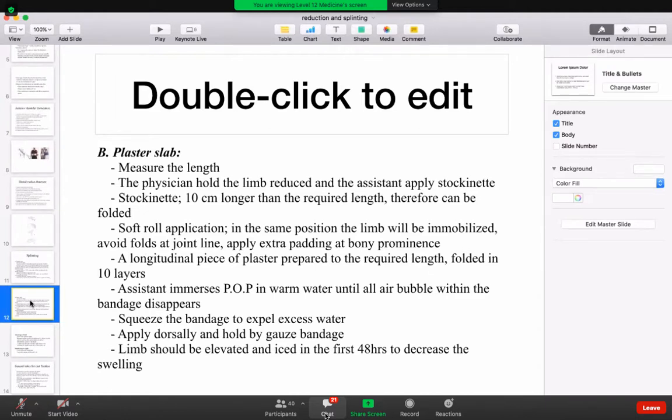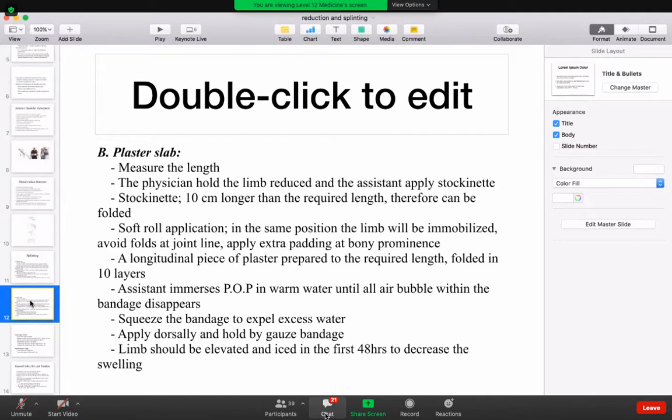Instead of taking the roll and rolling it around the limb circumferentially, you take the roll and put it on the table, and then you fold it on itself in layers, and then you start immersing it in water, and then you apply it in the side of the limb that you want to apply to, and then you hold it with a bandage. The layers should be at least 10 layers.